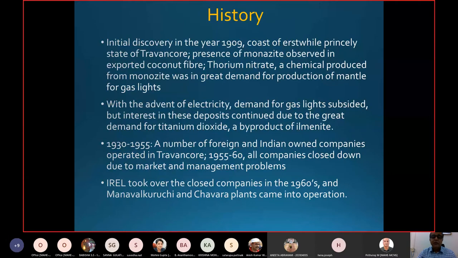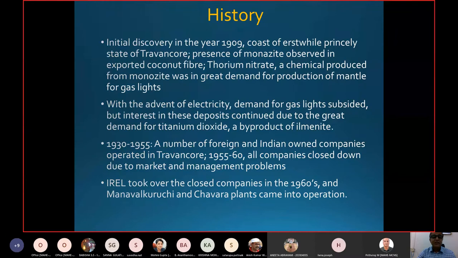When they exported this coir from Kerala, it went to Germany, and there they found some mineral which is very shining and a little golden color. They found that it is monazite. So when they traced where it had come from, they traced it to the Kerala southwest coast of India. As you know, monazite is a radioactive mineral which has uranium and thorium, and in addition we have a lot of rare earth elements like cerium, lanthanum, and so on. At that time, thorium nitrate, chemically produced from monazite, was in great demand for production of mantles for gas lights.